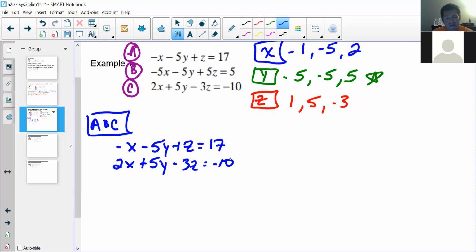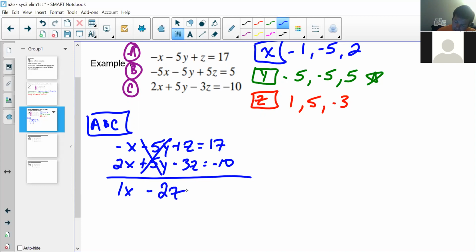And using that elimination method that we did last week, we're just adding these two equations together, stacked on top of each other. It looks really nice for us. When I do that, I would have -x plus 2x. That would give me 1x. The -5y plus 5y would be 0y. So that would be that location where things are going to eliminate. I have z minus 3z, which is -2z. And I have 17 plus a -10, which would be 7.